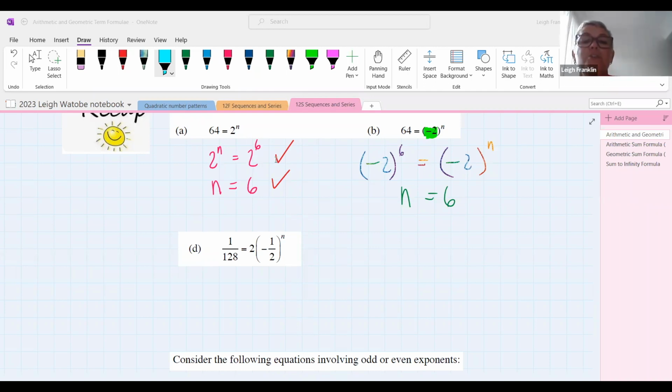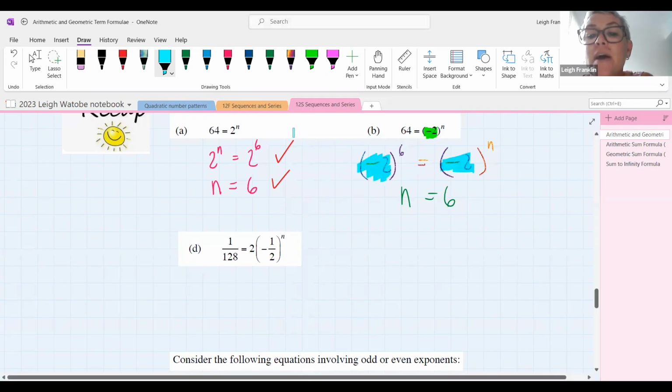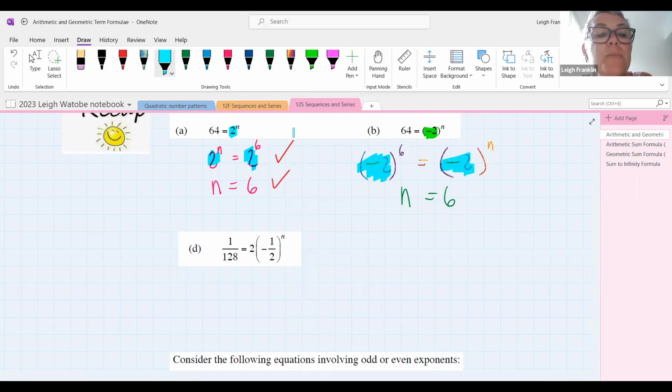No, absolutely. So what this example is showing you is that you can either have a base that's positive or you can have a base that's negative. What I was trying to get at is that if your base is negative, you've got to make sure that you've written it as a negative over here and over here. If your base was a positive, then you've got to make sure that you write it as a positive over there and over there.